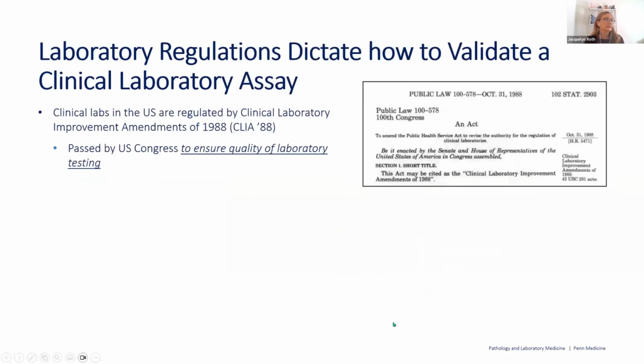In the United States, laboratory regulations actually dictate what we need to do and how we can validate this clinical laboratory assay. So if we speak of the bare minimum regulations in the United States, that is going to be the Clinical Laboratory Improvement Amendment of 1988, which was passed by the US Congress to ensure basically the minimum quality of clinical laboratory testing. So this is a certificate that you might see United States labs have as being CLIA certified.